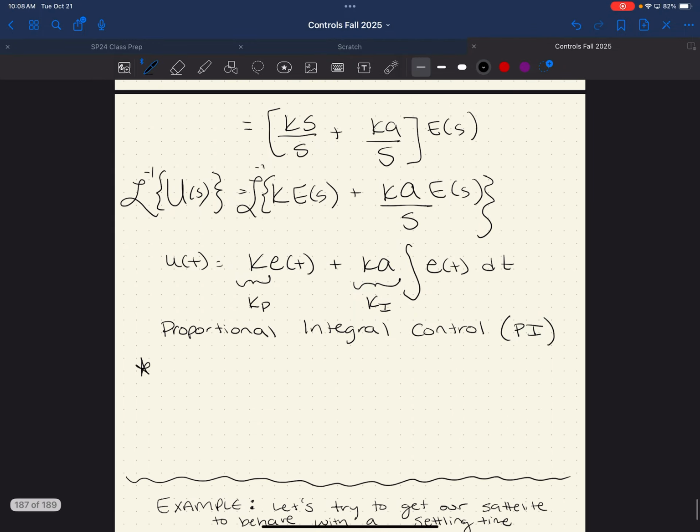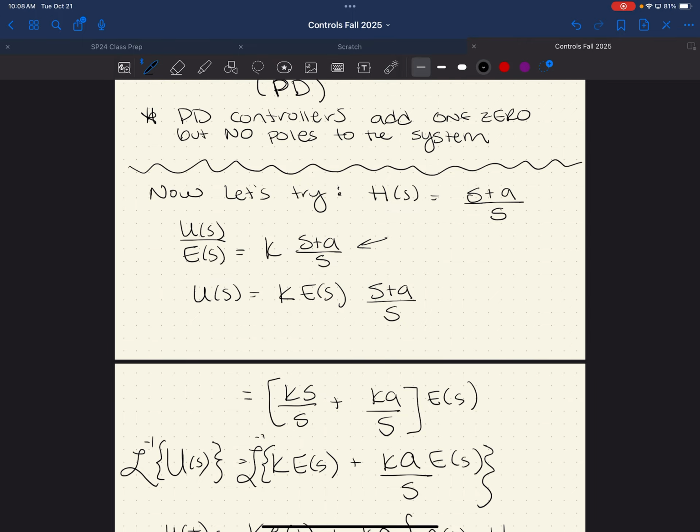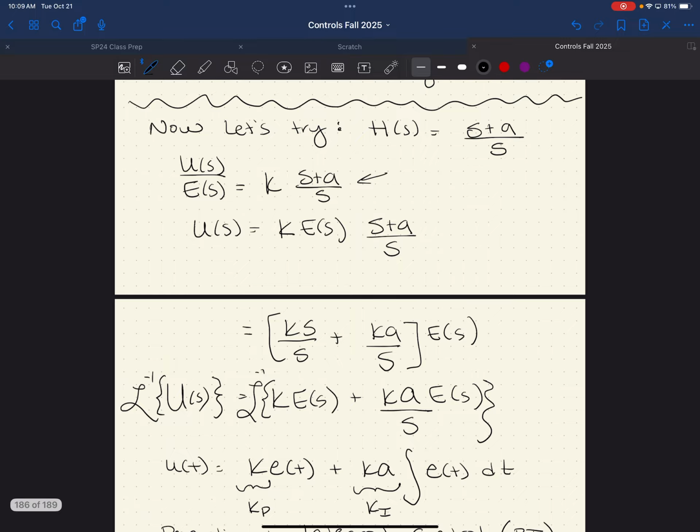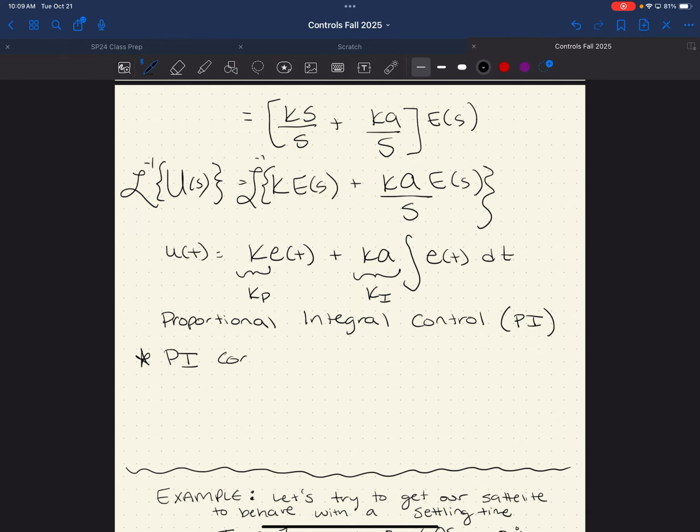So what did we add to our system this time? Remind me. How many poles did we add? Specifically at s equals 0. And how many zeros did we add? Also 1, and specifically at a real value, s equals minus a, yes. So PI controllers add a pole at the origin and a zero elsewhere, but on the real axis.